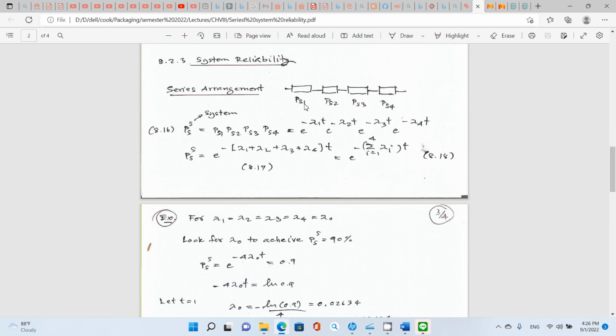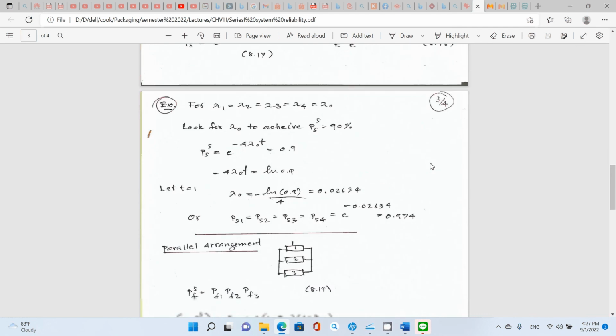Now, for series arrangement, if you have the survival probability of each component, in this case 4 components in the system, Ps1 to Ps4, the Ps of the system is going to be Ps1 multiplied by Ps2, multiplied by Ps3, and multiplied by Ps4. And you can write Ps of the system as exponential negative, in general form, the summation from i equal to 1 to n of lambda i, when you have n components connected in series, according to equation 8.218. Let's take a look at an example.